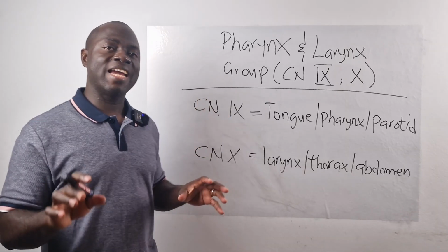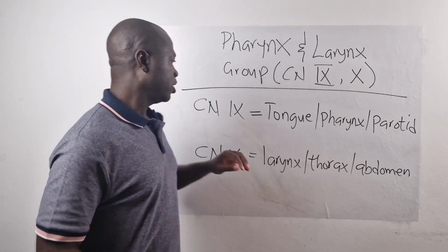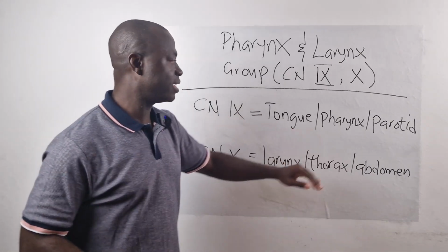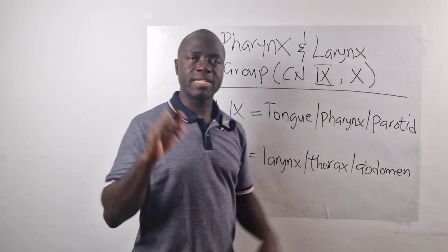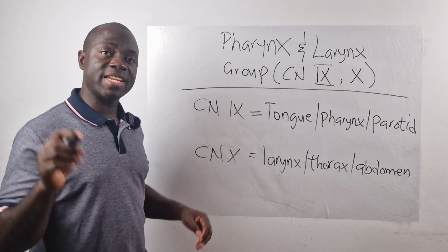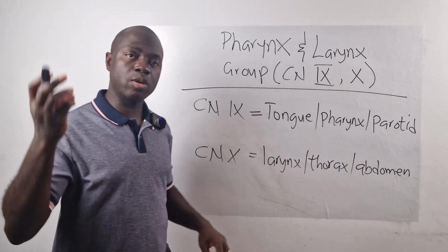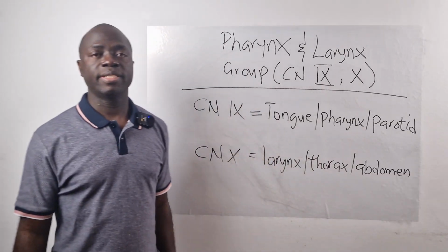So cranial nerve 9 and 10, the pharynx and larynx group. When you think of cranial nerve 9, remember tongue posterior 1/3, the pharynx, pharyngeal muscles, and the parotid gland, at least these three. And cranial nerve 10, the vagus nerve, think of the larynx, which is swallowing and speech, the thorax, and the abdomen.